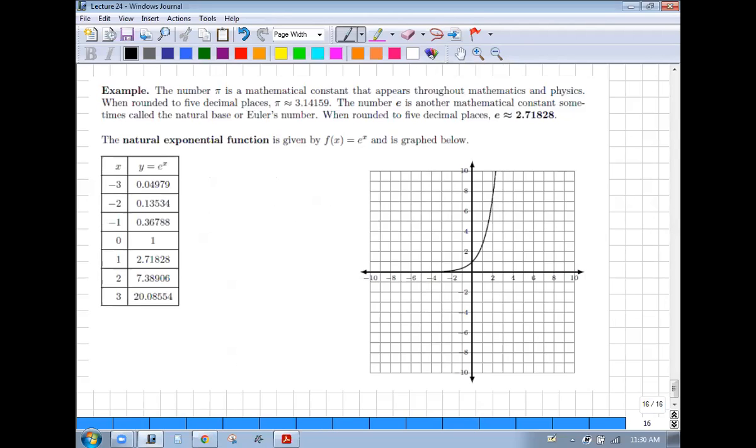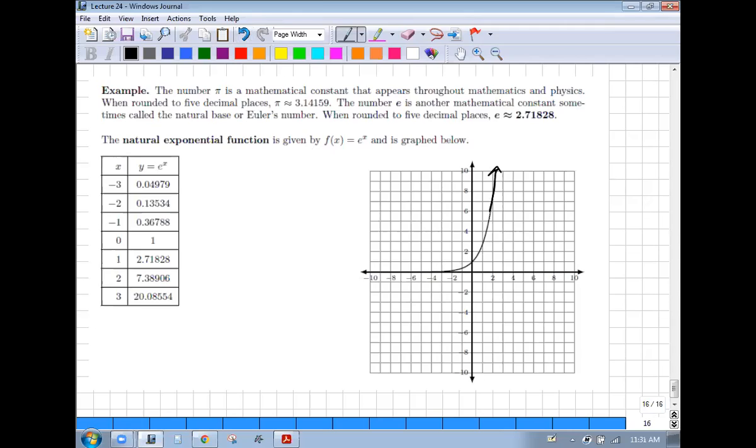So we looked at 2 to the x. We can have 3 to the x, 4 to the x. You can have any number to the x power. But the natural exponential function is e to the x, because in nature, that's how things grow, e to the x.